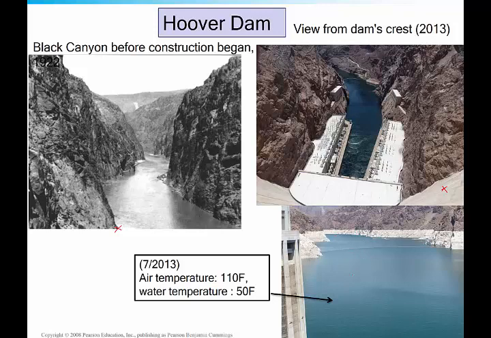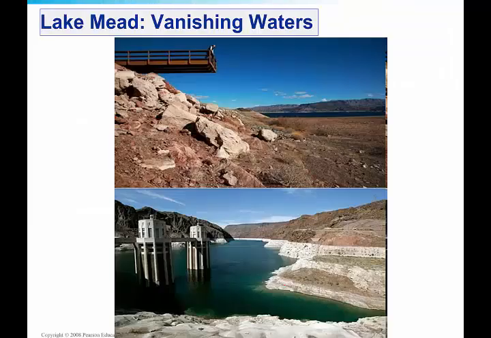Now, this dam created a lake called Lake Mead. I visited this dam in 2013 with my family in July when the air temperature was 110 degrees Fahrenheit. It was incredibly hot. But the water temperature of the river was 50 degrees, which is incredibly cold, which is really interesting. So this is Lake Mead. This is the lake that's created by the Colorado River.